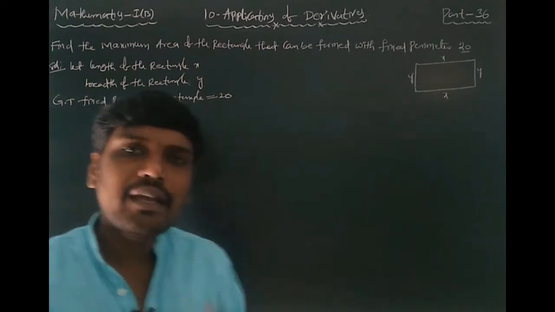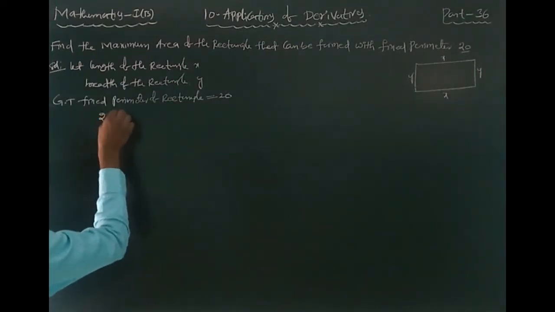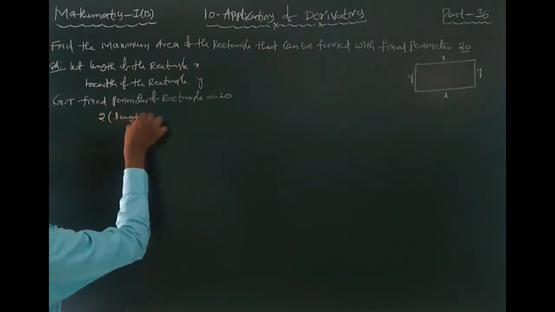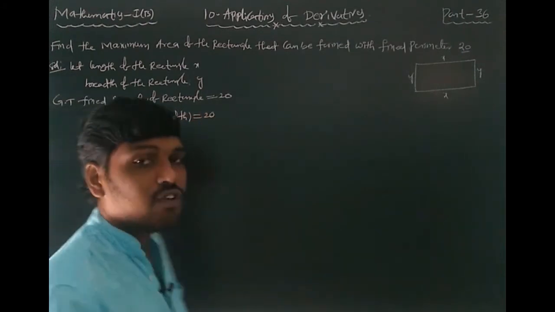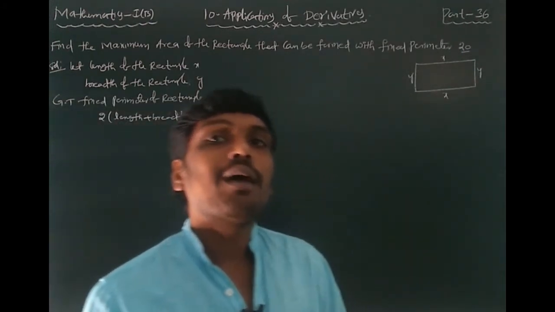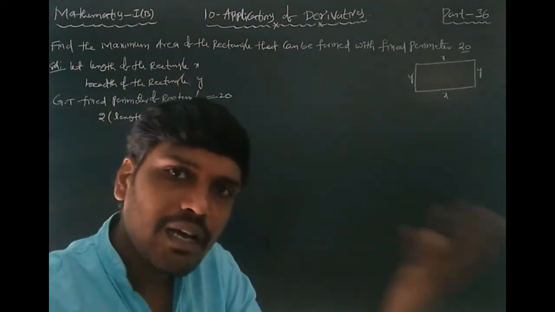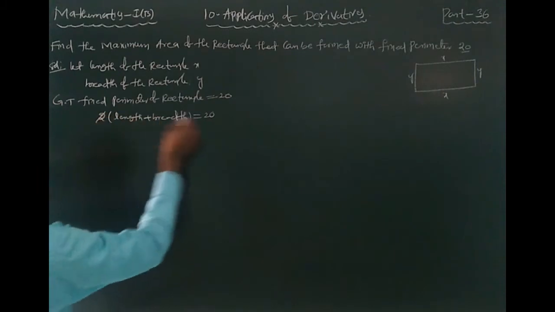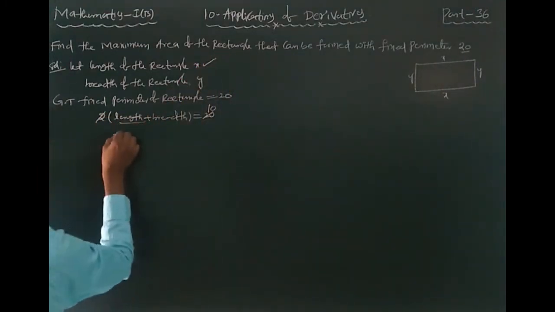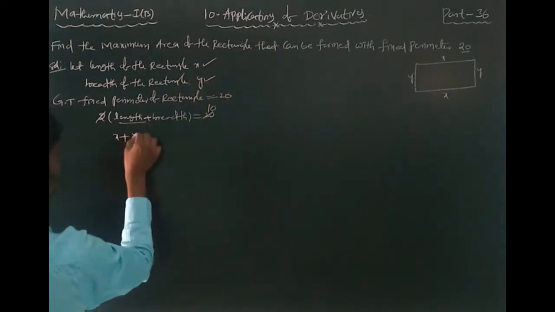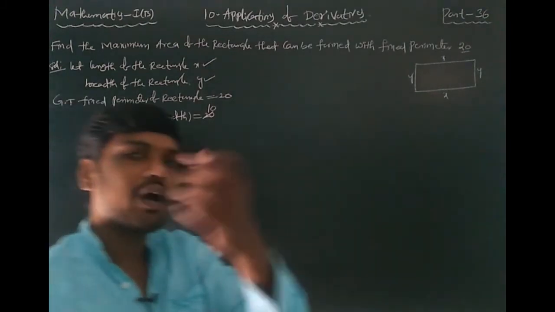What is the perimeter of the rectangle? The formula is there. Perimeter of the rectangle formula is 2 into (length plus breadth), that is 2(L plus B). In this formula, 2 times something is 20, so you can write length x plus breadth y is equal to 10. Here x plus y equal to 10. That is the first condition.